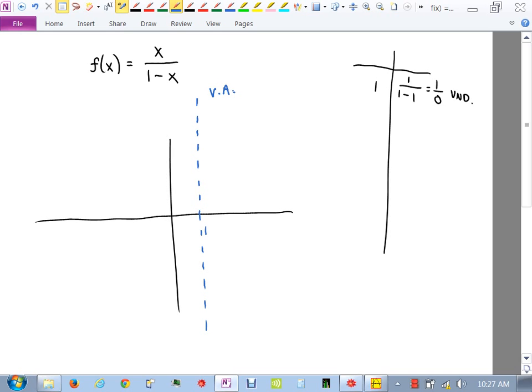Now I did it in blue and I did it dotted because it's not part of my graph. Like my graph is not that dotted line. I'll do my graph in a different color, all right? So I know that much so far.